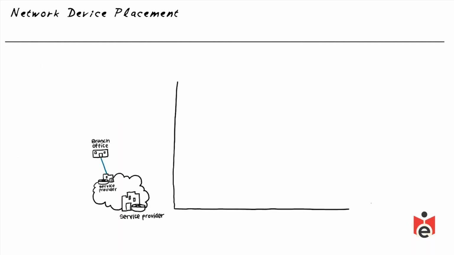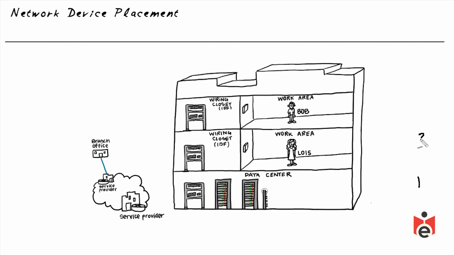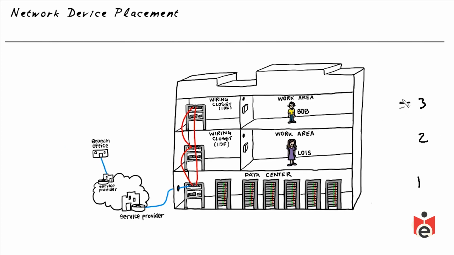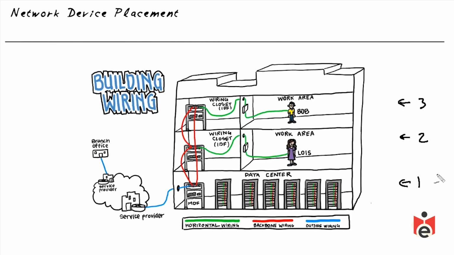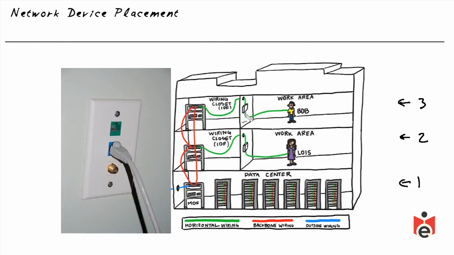And let's use this building as an example. And this building has 3 floors. We have the first floor there, and then the second floor, and the third floor. And on the third floor, we have a user like Bob with his computer, and that computer is connected over to a little jack. And there's a patch cable going between that jack and his computing device.